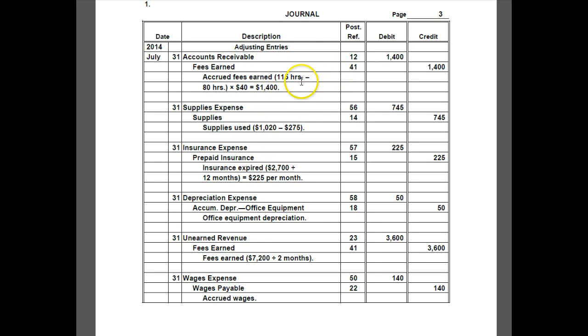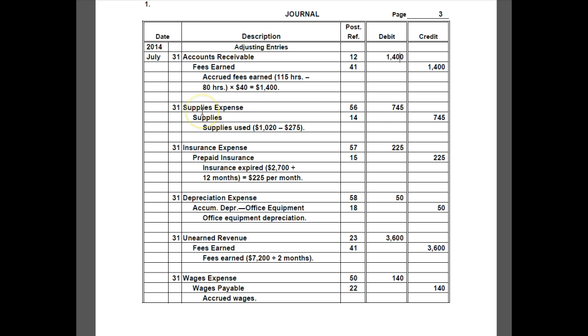First one is accrued fees earned, and they have an agreement with the local radio station that they will send them disc jockeys when they need them. There's not been any billing yet. But they have earned, it looks like 50 some hours, and they get paid $40 an hour. So they've earned $1,400 that has not been put into the books yet. And this is now going to be put on the books, and that's done by doing a fees earned credit for $1,400 and putting it into accounts receivable to this radio station.